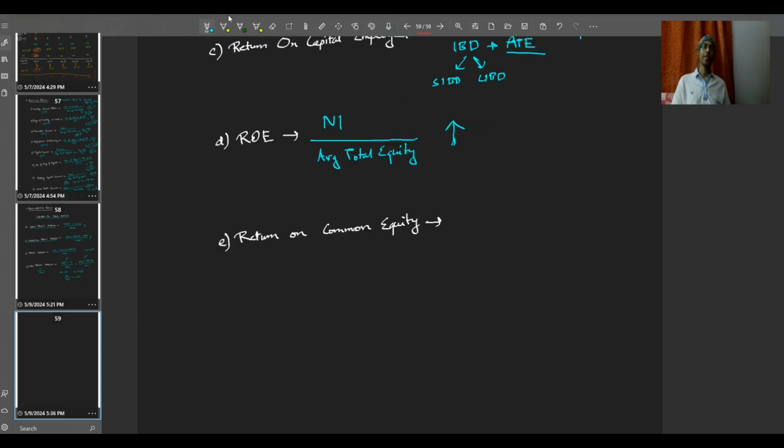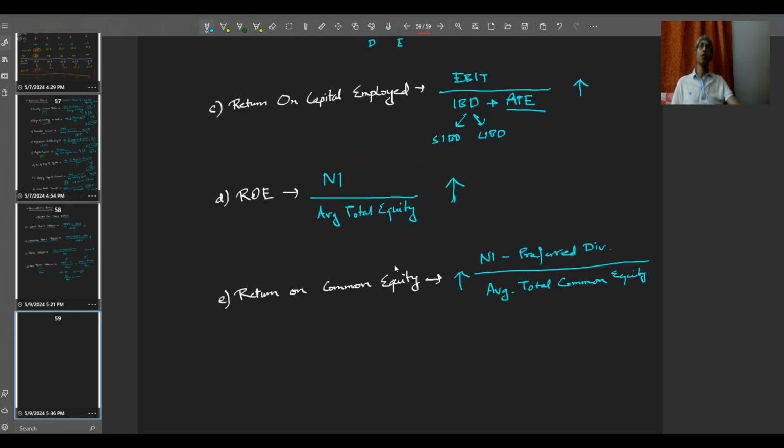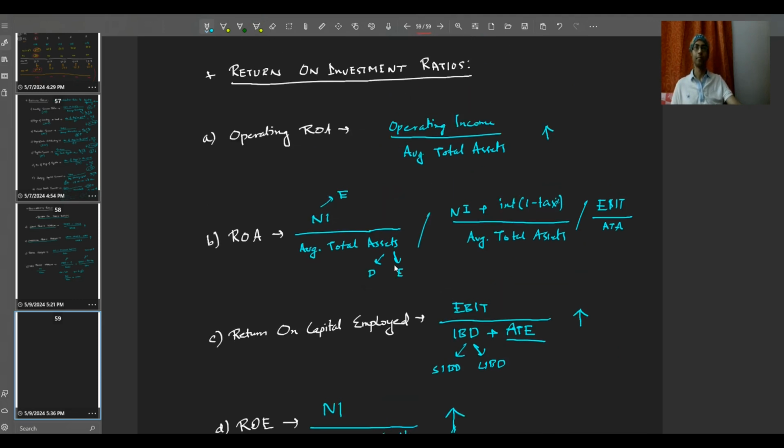Return on common equity is basically defined as net income minus preferred dividends divided by average total common equity. So we are taking only the common equity into account here. And this number is also desired to be high, provided the debt is low. So that's about it for the profitability ratios. Next, we'll move on to the Dupont analysis.